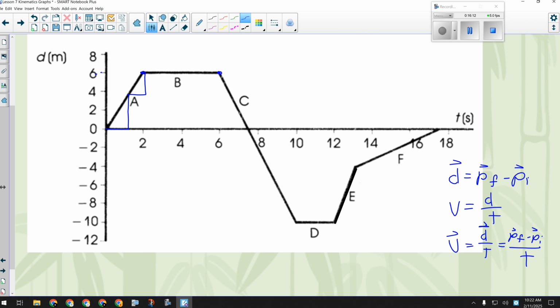Okay? What would the velocity then be over the whole trip? Zero. If velocity is displacement divided by time, and we just established that displacement was 0, well, then velocity has to be 0, because 0 divided by anything is 0. Okay? All right.